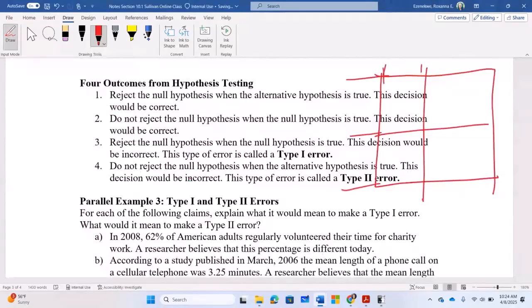Suppose that H0 is true. H0 is false, and you accept H0.